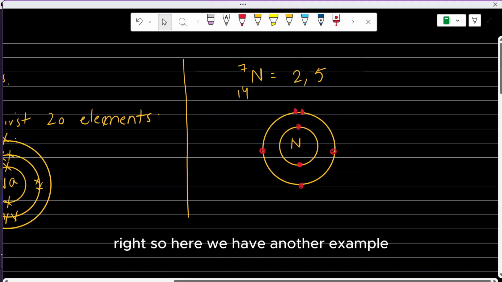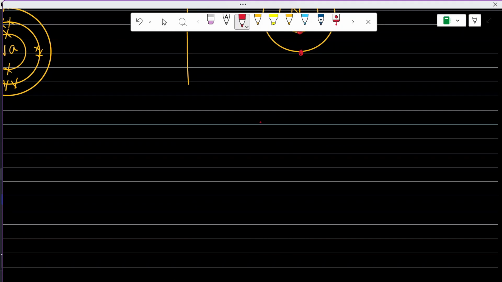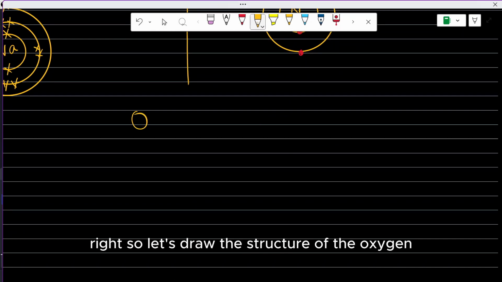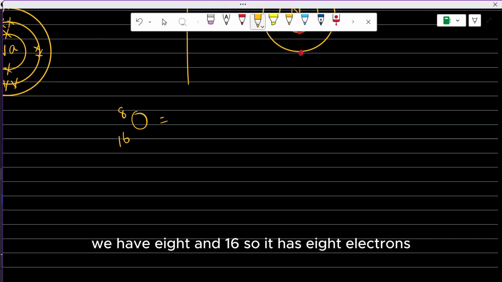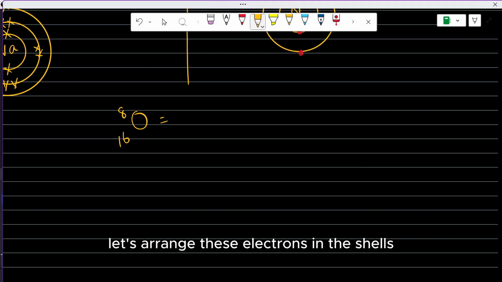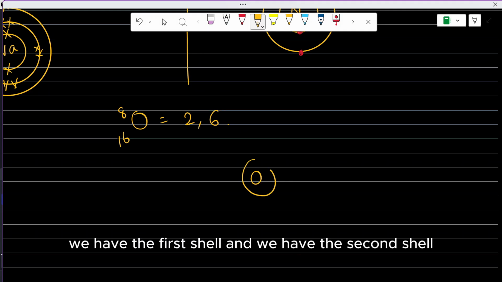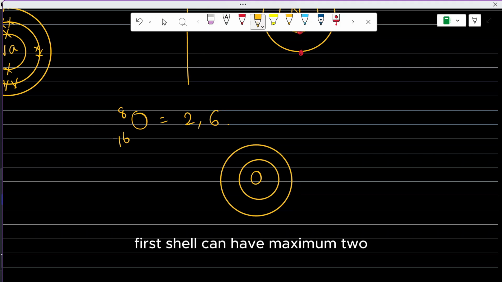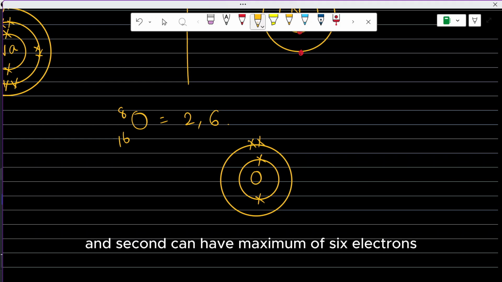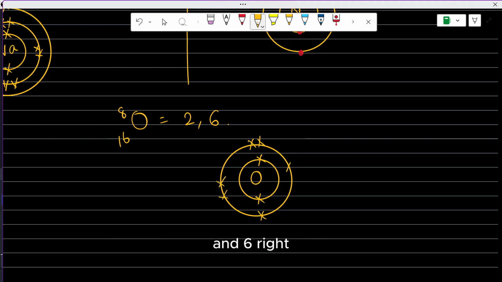So here we have another example. Let's say oxygen. Right, so let's draw the structure of oxygen. We have 8 and 16, so it has 8 electrons. Let's arrange these electrons in the shells. The first shell can have a maximum of 2, and the second can have 6 electrons. So here we have the oxygen atom. We have the first shell, and we have the second shell. The first shell can have a maximum of 2. Let's draw 2 electrons, and the second can have 6 electrons, 4 5 and 6.